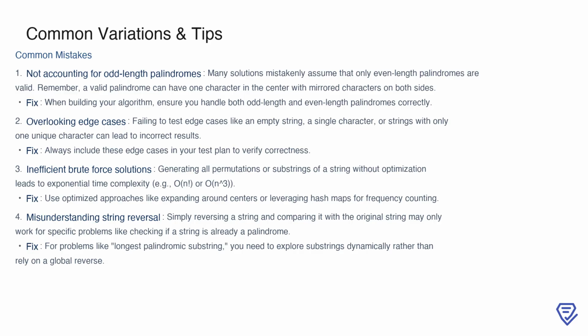One major mistake is not accounting for odd-length palindromes. It's important to remember that a valid palindrome can have a single character at its center, surrounded by mirrored pairs of characters. Your algorithm should handle both odd-length and even-length palindromes appropriately. Another common oversight is neglecting edge cases, such as empty strings, single-character strings, or strings with just one unique character. These scenarios should always be included in your test plan to ensure your solution is robust.